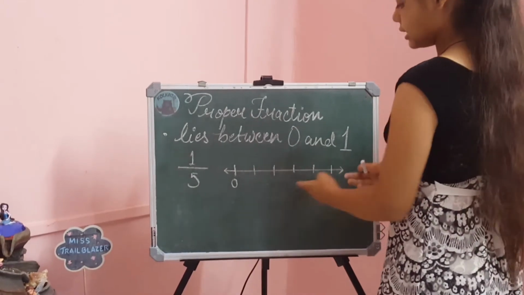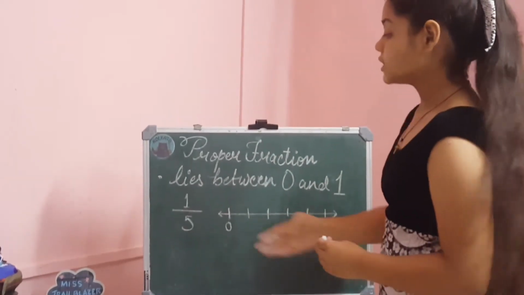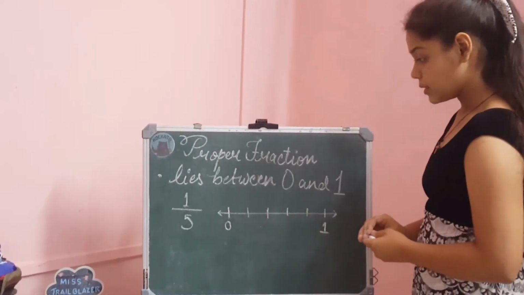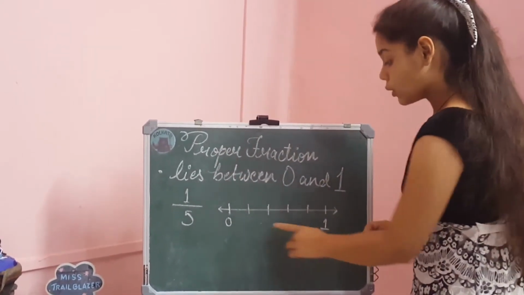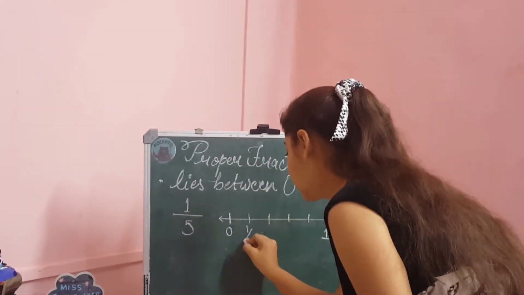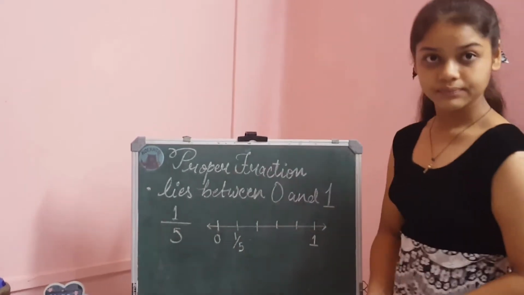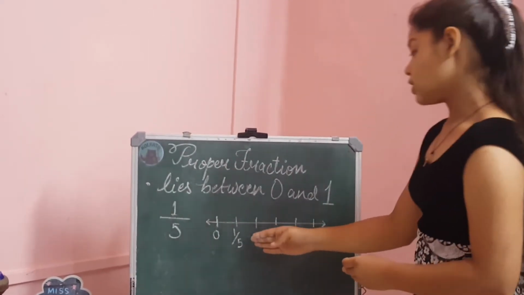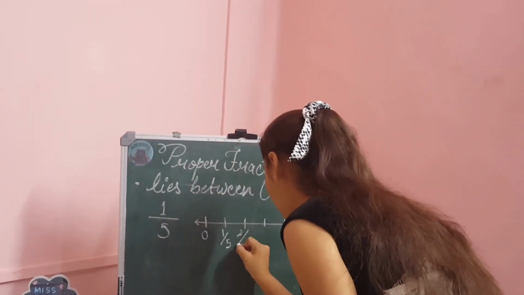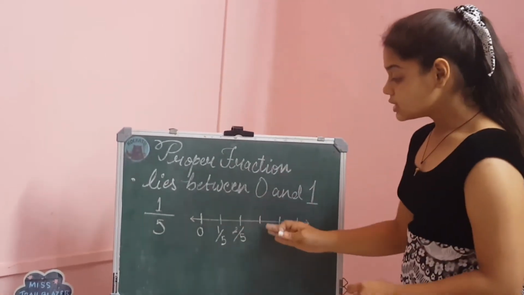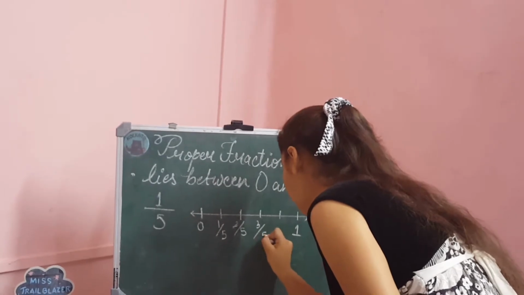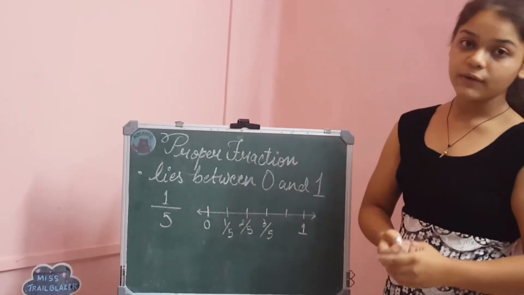After dividing it into 5 equal parts, you have to see the numerator. If you want to find 1 by 5, for example, the first part out of all of the 5 parts will be 1 by 5. So here, this is going to be 1 by 5. The second part out of the 5 parts is going to be 2 by 5. The third part will be 3 by 5. And the fourth part will be 4 by 5.